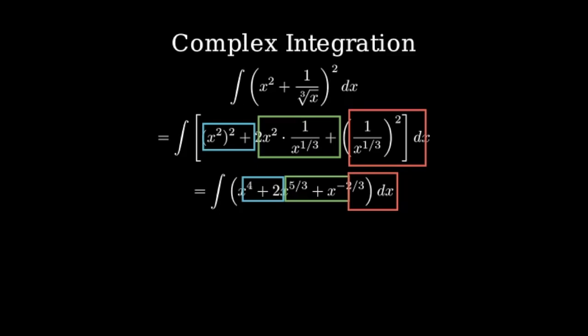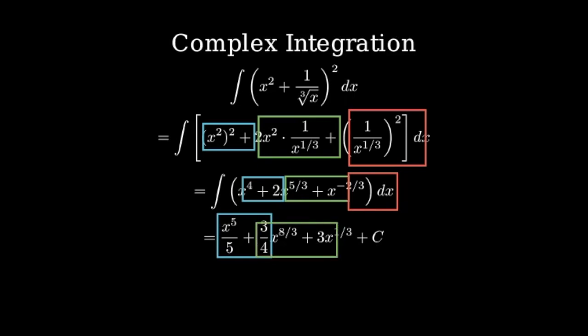Now, we can integrate each term separately. For x to the fourth, we add 1 to the exponent and divide by that number, giving us x to the 5th over 5. For 2x to the 5/3, we add 1 to 5/3, getting 8/3. Then divide by 8/3, which simplifies to 3/4 x to the 8/3. Finally, for x to the negative 2/3, we add 1 and divide by 1/3, giving us 3x to the 1/3.